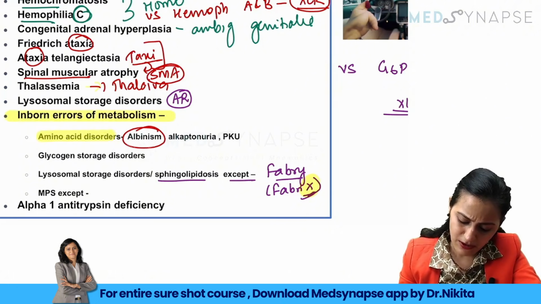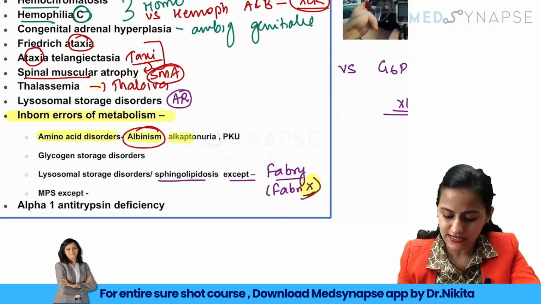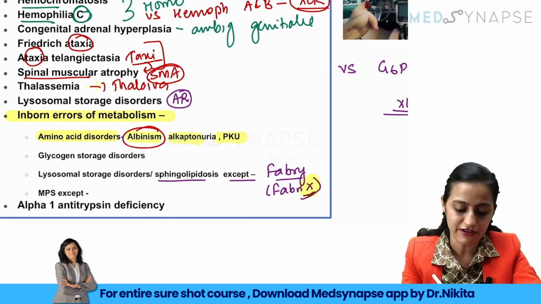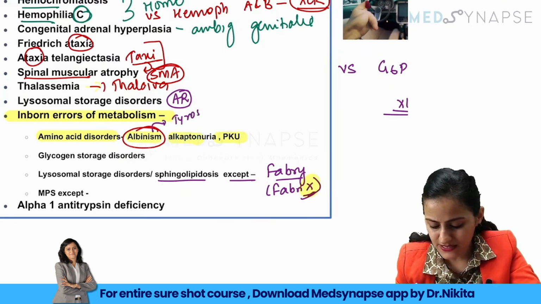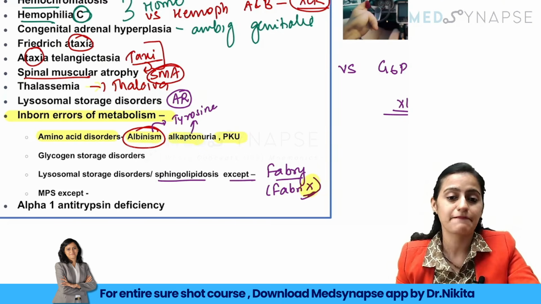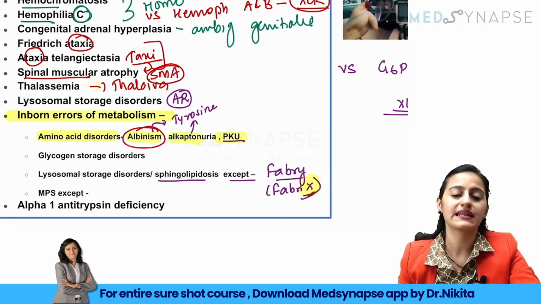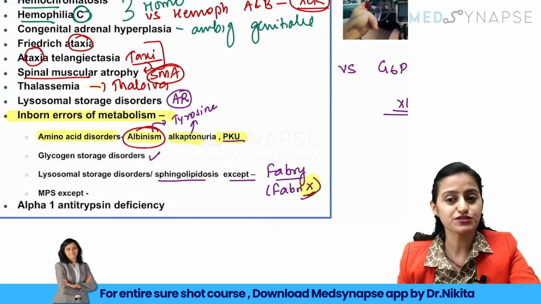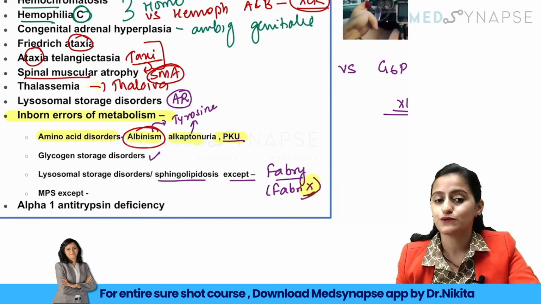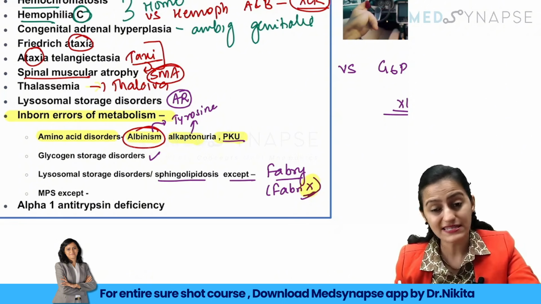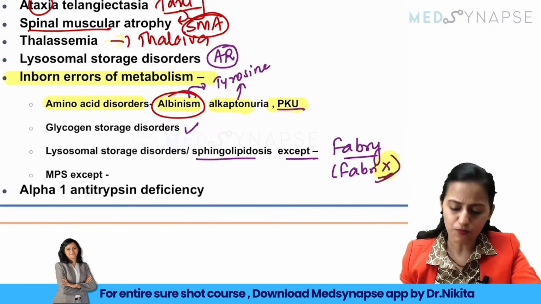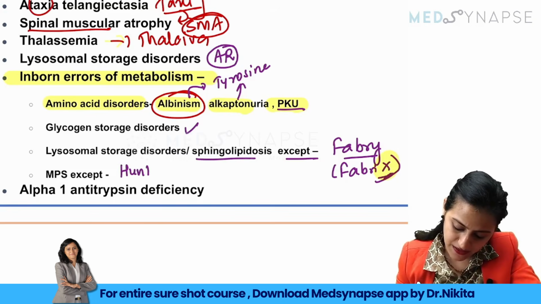Inborn errors of metabolism, including amino acid disorders like albinism, alkaptonuria, phenylketonuria, all of these are amino acid disorders. Albinism is a defect in tyrosine. Alkaptonuria is tyrosine. This is phenylalanine. Glycogen storage disorders we have seen in the video, autosomal recessive. Sphingolipidosis, lysosomal storage, autosomal recessive except Fabry's, and mucopolysaccharidosis except Hunter's.